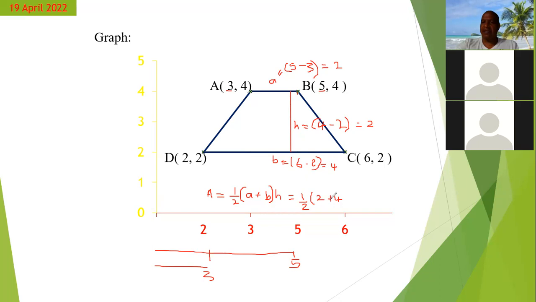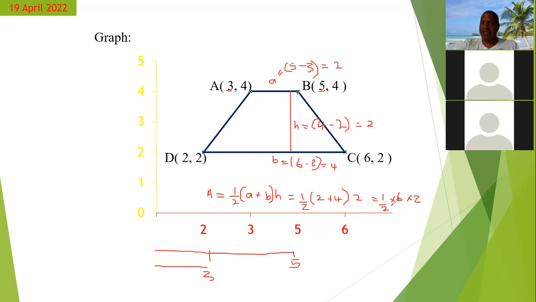Times the height. Yes, sir. So the height here would be 2. All right, so if you do that calculation, you work out what is in the bracket first. So you would have times 6, because 2 plus 4 equals 6. And then times 2. Yes, sir.